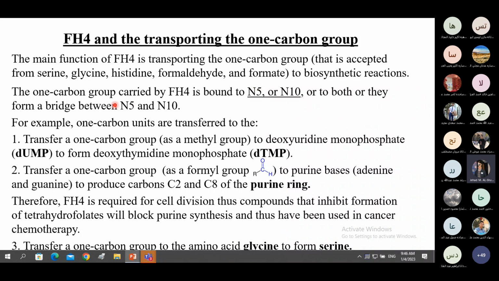Examples. See, and these examples are very important. FH4 transfers one carbon group in the form of a methyl group. See, the one carbon group in the form of a methyl group. Methyl has one carbon atom only. It transfers it to deoxyuridine monophosphate, dUMP, to form deoxythymidine monophosphate, dTMP.